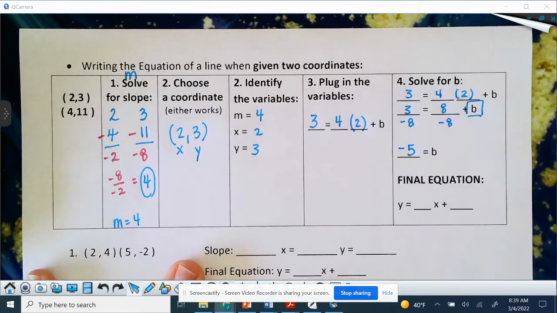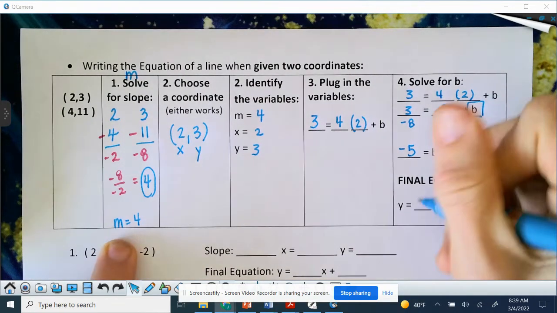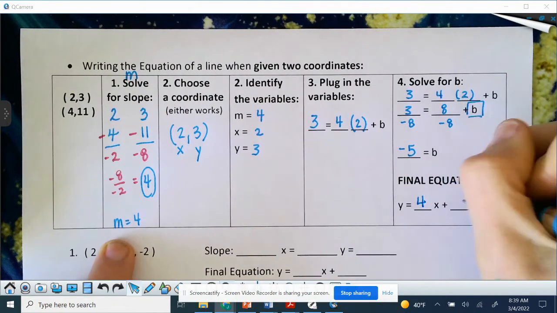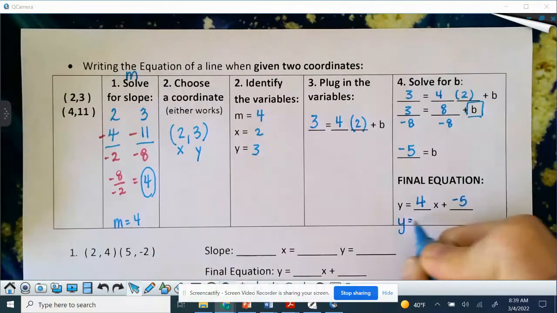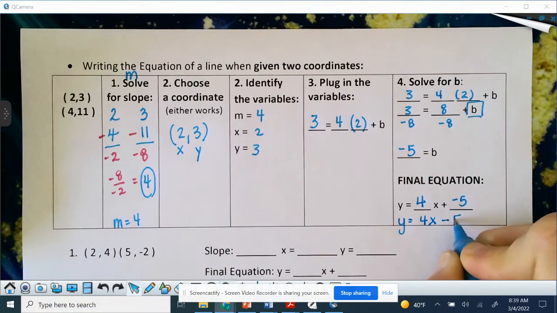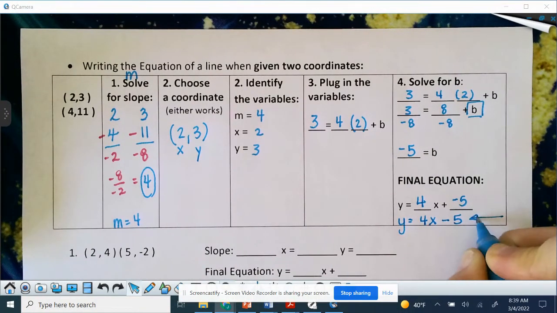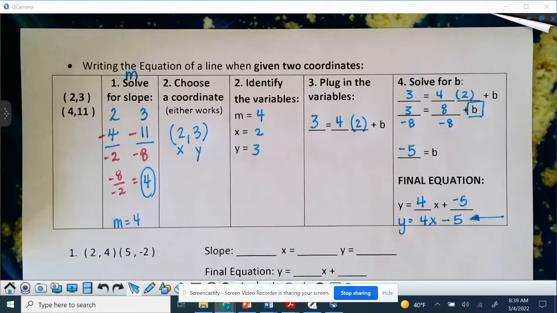So our final equation, we're going to go back and pull our m, which is 4. Our slope was 4. And our b value is negative 5. And as I said before, that plus negative is probably not how you're going to see it written. But plus a negative is the same thing as subtracting 5. This is going to be the more popular notation for that equation when you find it as a multiple choice or depending on what program you're in.